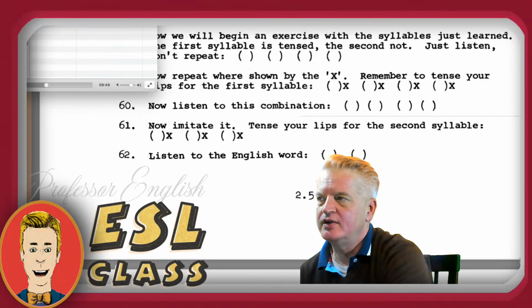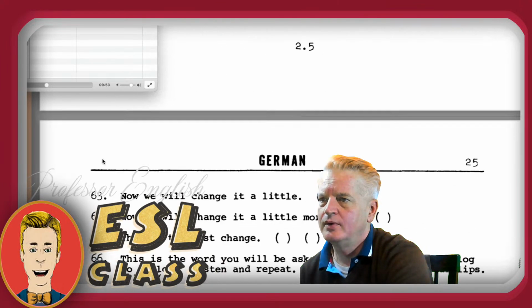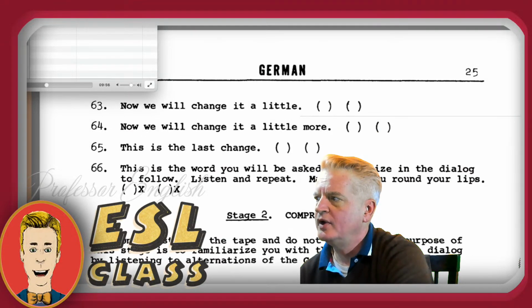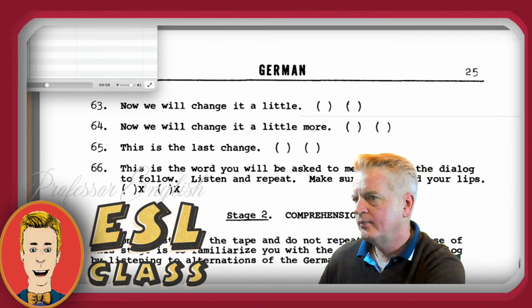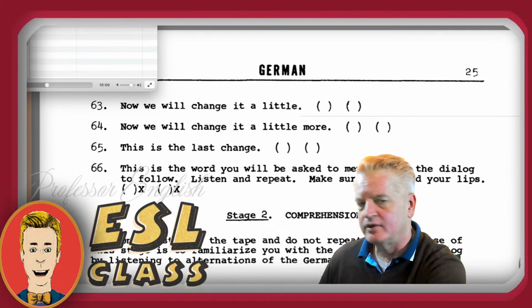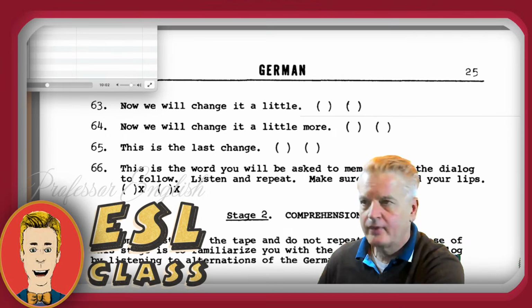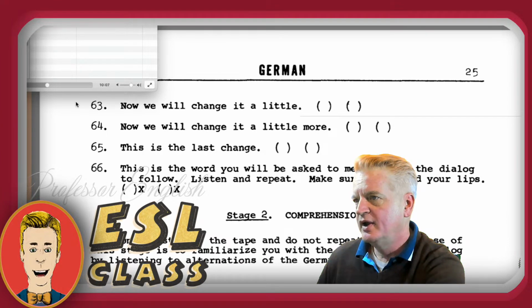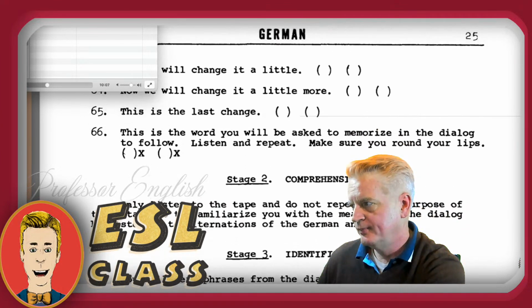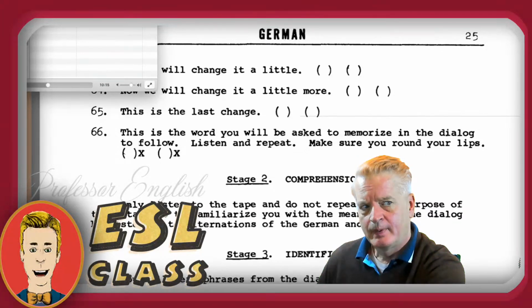62. Listen to the English word. Hooting. 63. Now it will change a little. Hooten. 64. Now it will change a little more. Guten. 65. This is the last change. Guten.